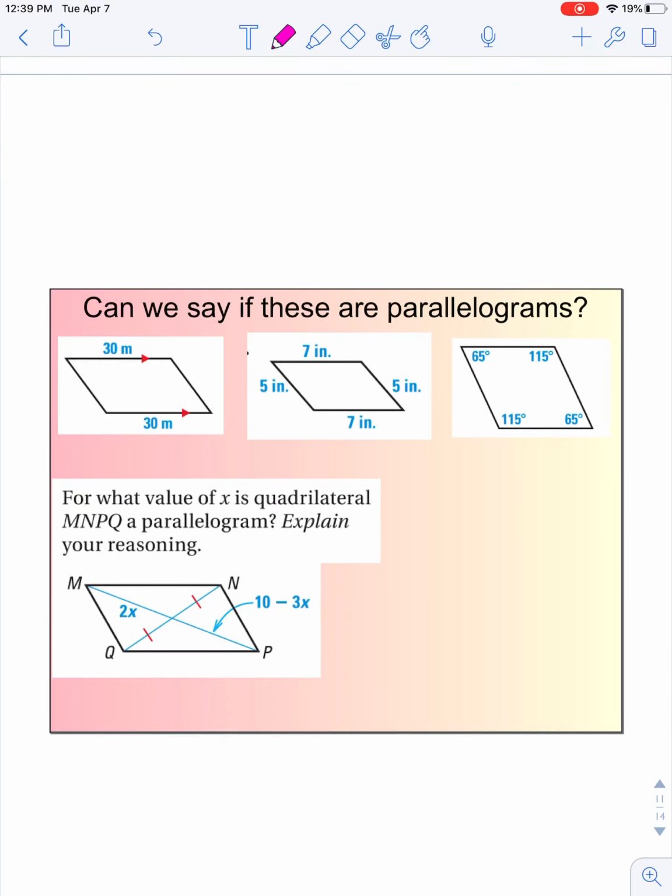So let's try to see if we can say these are parallelograms. Well, what do we know on this one? Well, we know that these opposite sides are both congruent and parallel. So yes, this is a parallelogram.